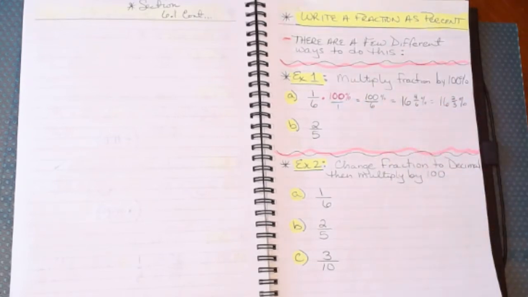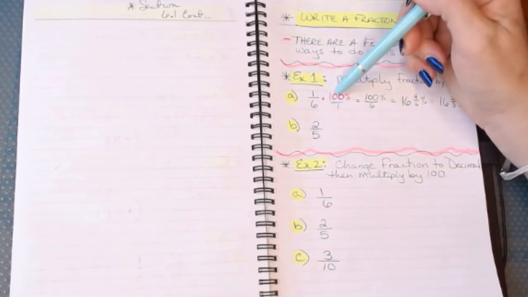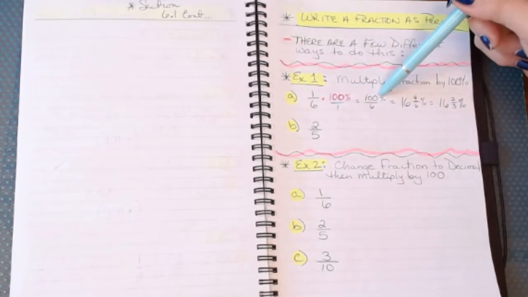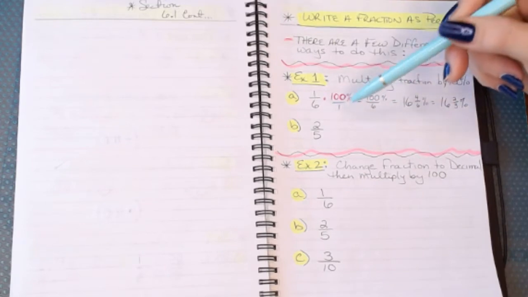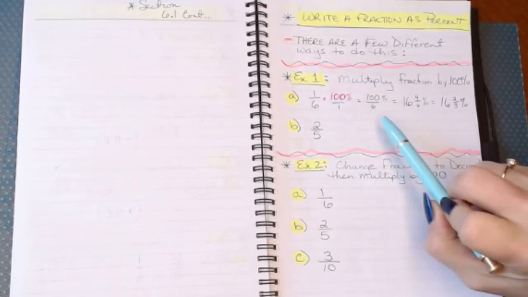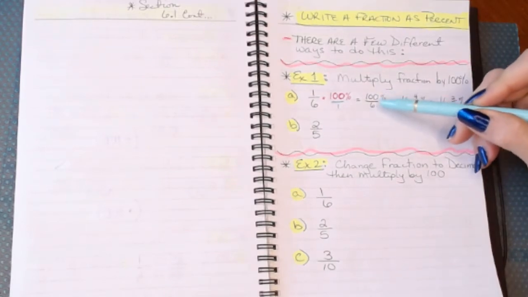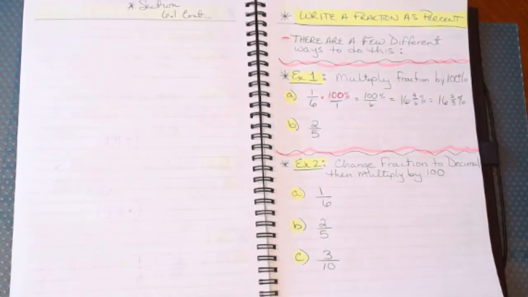So what did I do? I just multiplied straight across, numerator times numerator. So 1 times 100 is, of course, 100. I kept the percentage sign. And then the denominator, 6 times 1 is 6, right? So now what you have to do, and again, this is using your mixed number skills. We have an improper fraction here, 100 over 6. We're not going to leave it like that because we are going to write it into a mixed number form.